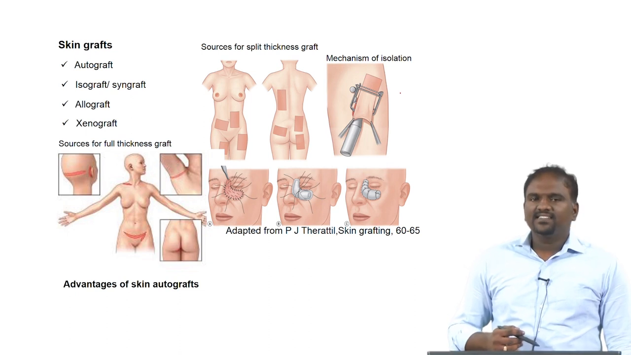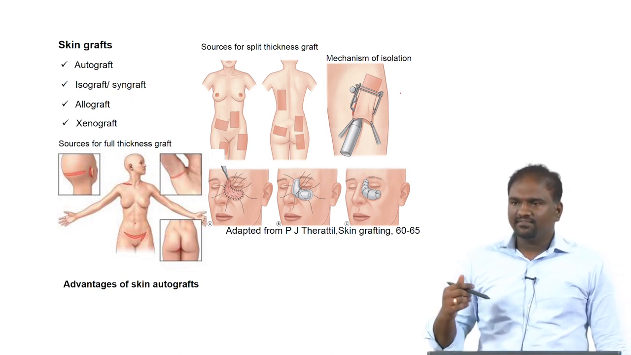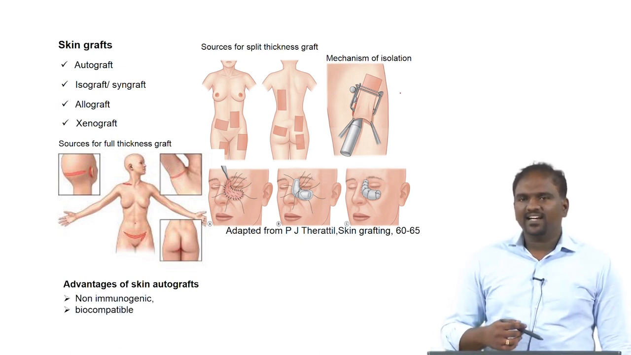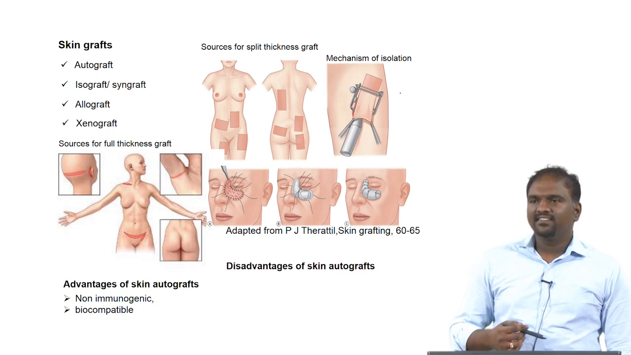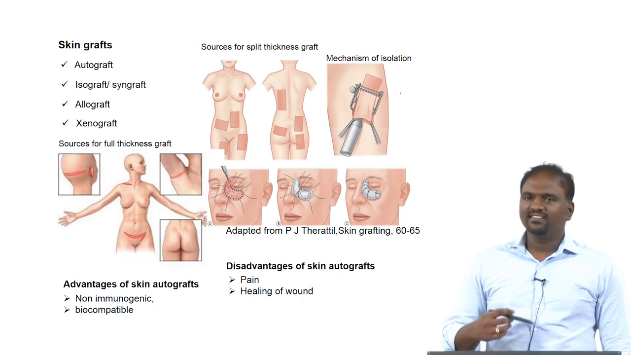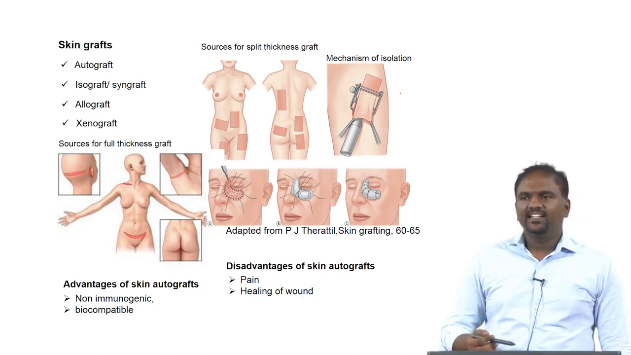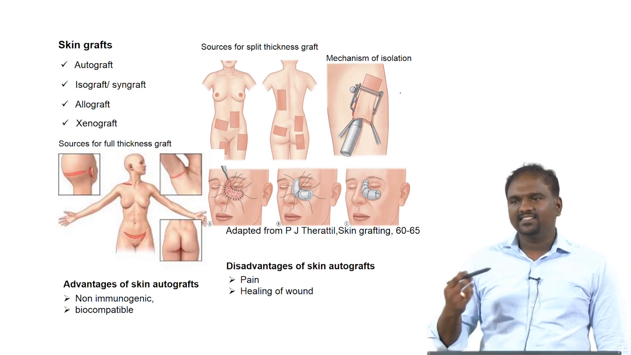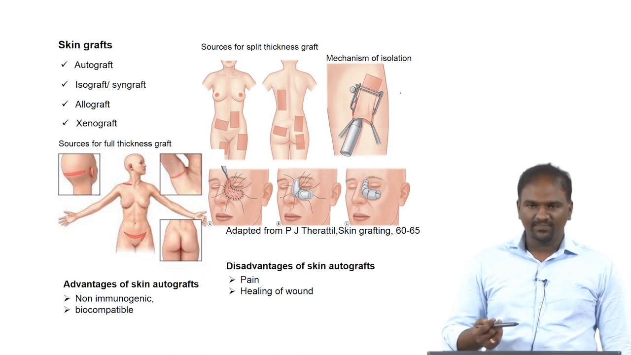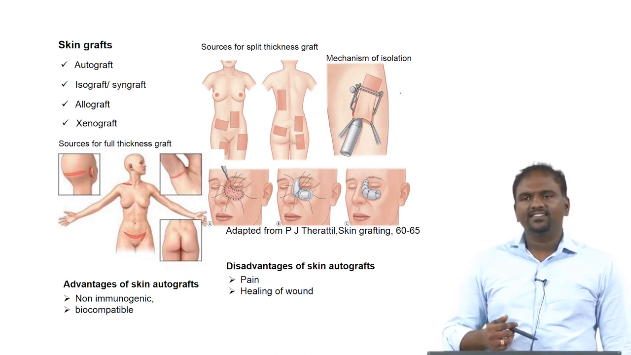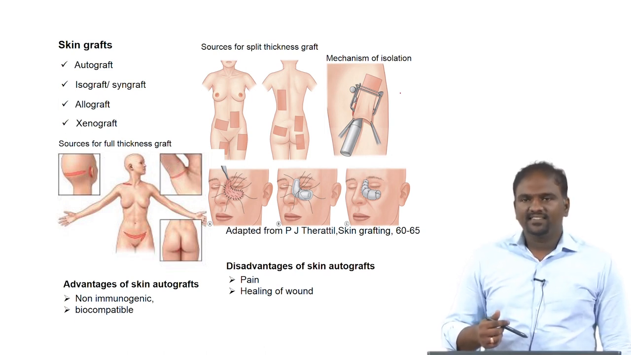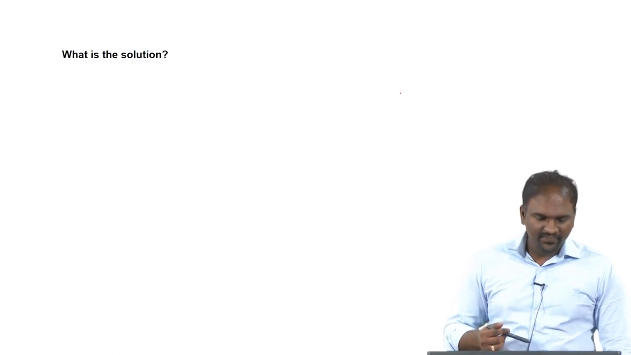So, the advantage of this skin graft is that it is taken from the patient's own body. So, it is biocompatible and non-immunogenic. It also has disadvantages. The main disadvantage is that it is taken from the own body, so obviously it will give pain to the patient. Another thing is, it will again create a secondary wound, and that secondary wound healing will be again a problem. So, these are all the drawbacks we get from the allograft, autograft based skin graft.